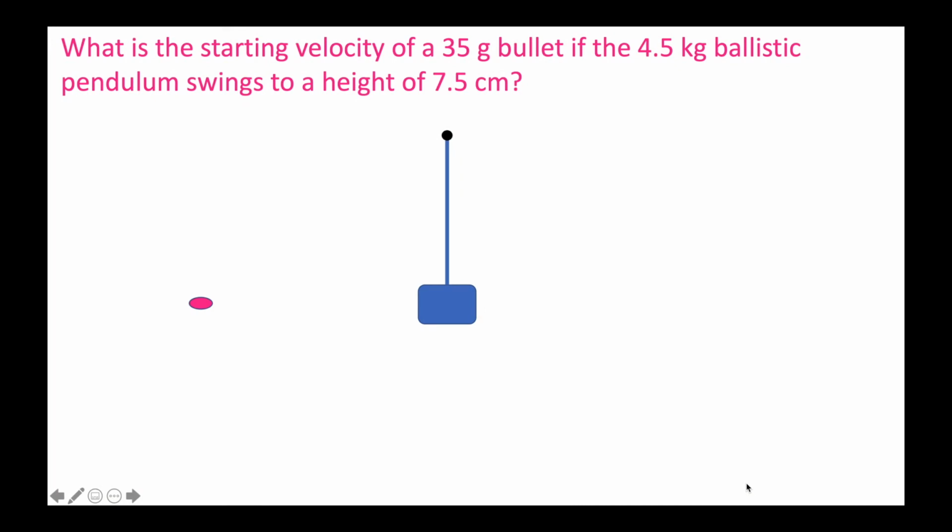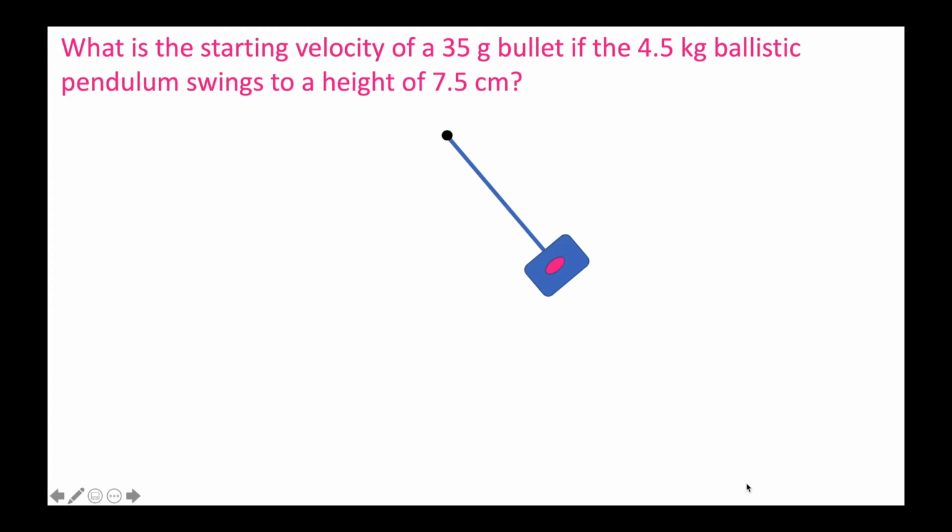So we're gonna try a ballistic pendulum problem here. What is the starting velocity of the 35-gram bullet if the 4.5 kilogram ballistic pendulum swings to a height of 7.5? So I had mine going from a different direction than he did in the video. The bullet's flying along, it gets lodged in this, usually we call that the block, and then the block swings up to here.